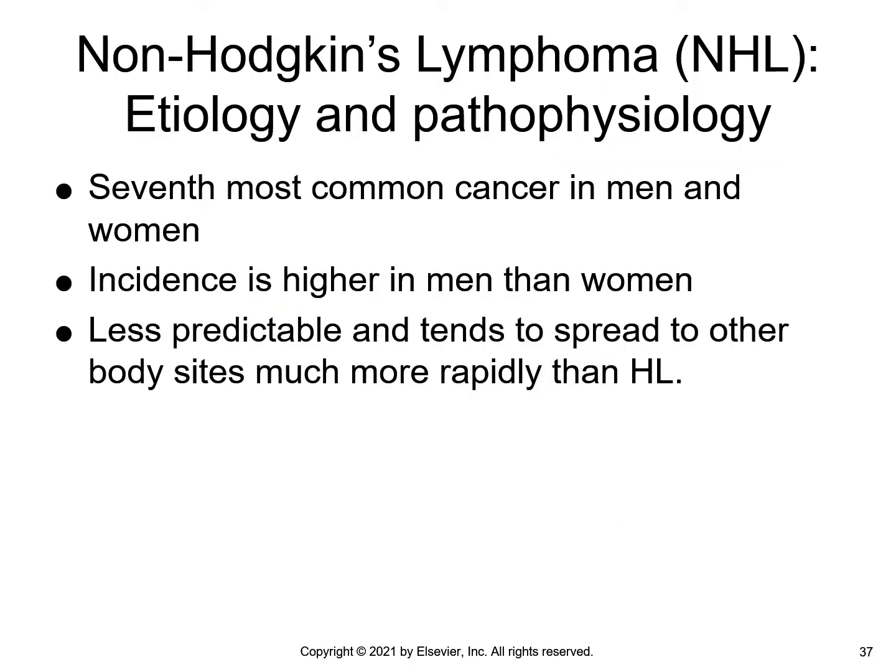Non-Hodgkin lymphoma tumors can occur in the brain, respiratory system, spleen, GI tract, bone, or other parts of the body. Non-Hodgkin's lymphoma is similar to Hodgkin's lymphoma, but it is less predictable and tends to spread to other body sites much more rapidly. There is also an abnormal proliferation of defective B cells or T cells in non-Hodgkin's lymphoma. Only biopsy of pathologic lymph nodes and tumor tissue can provide a definitive diagnosis of non-Hodgkin's lymphoma.